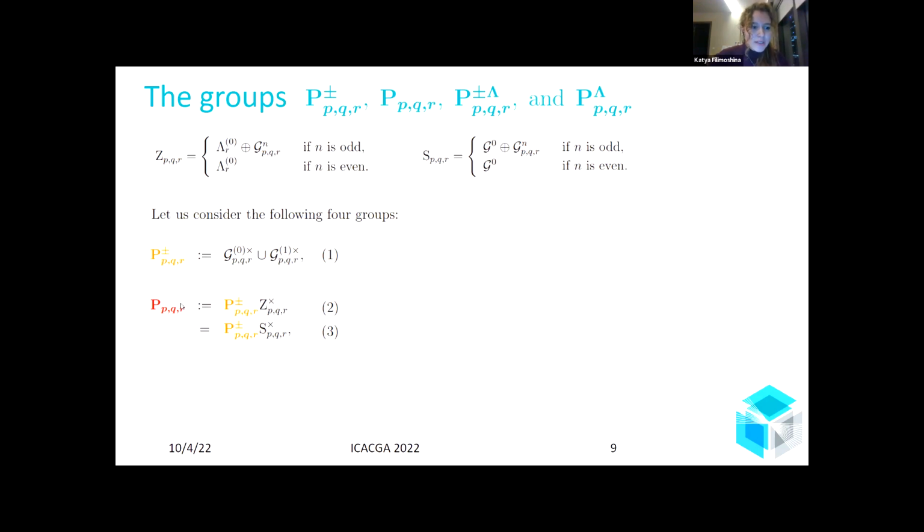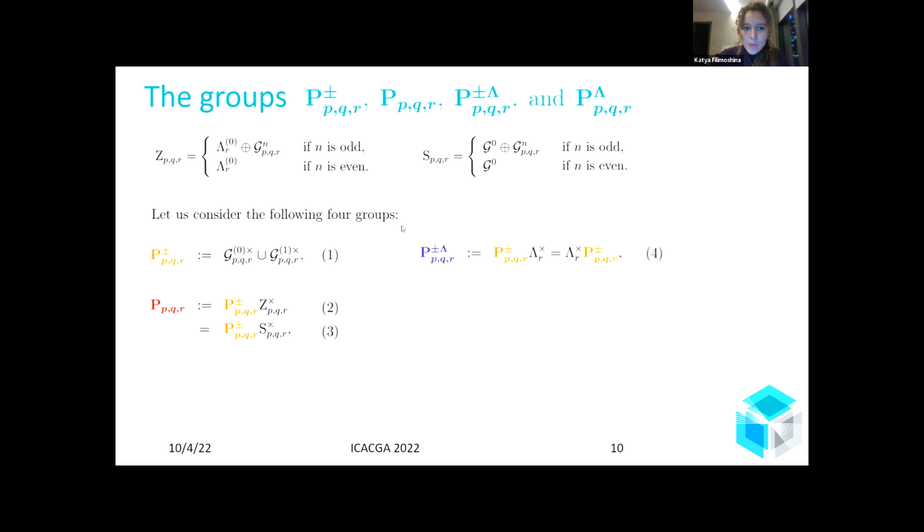The second group is the red one, P without any upper index. This group is defined as the product of the group P plus minus and the set of the invertible elements of the center of the degenerate algebra GPQR. Also, we prove that there is the second equivalent definition of the group P, where there is the subset S instead of Z.